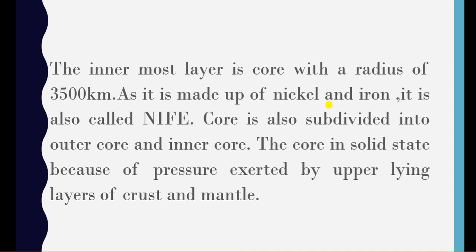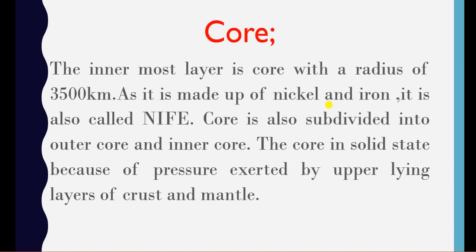Now, the third layer, the innermost layer of the earth, is the core with a radius of 3500 kilometers. It is made up of nickel and iron. It's also called NIFE. The core is also subdivided into outer core and inner core. The core is in solid state because of pressure exerted by the upper lying layers of crust and mantle.